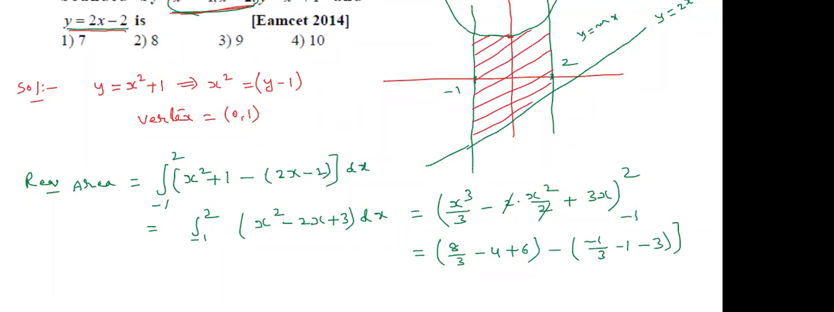So in the first term, take the LCM 3. Minus 4 plus 6 means that is 2. We will get 8 plus 3 twos are 6. Minus into minus plus, minus 1 minus 3 minus 4. Now here we get 1 by 3 plus 4, that means 13 by 3. Overall 8 plus 6 is 14, 14 plus 13, 27 by 3. 27 by 3 means that is how much? 9 square units. Third option is correct.